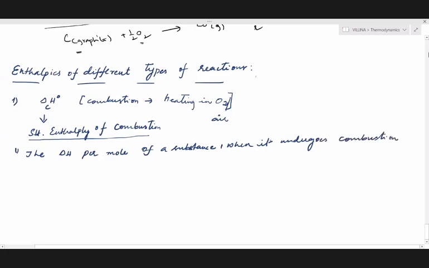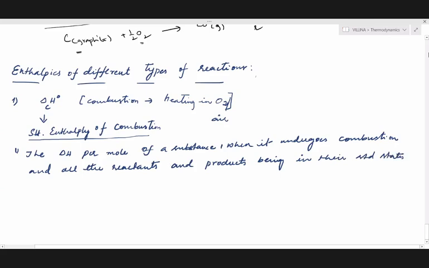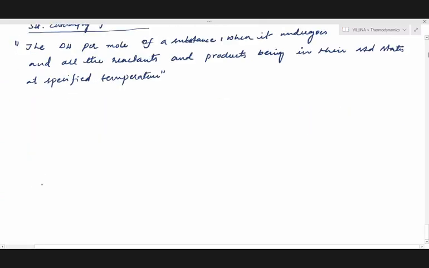and all the reactants and products being in their standard states at specified temperature. So at whatever the temperature that we are performing, basically we will take the reference states as standard states only, that is 25 degrees centigrade and 1 bar pressure.